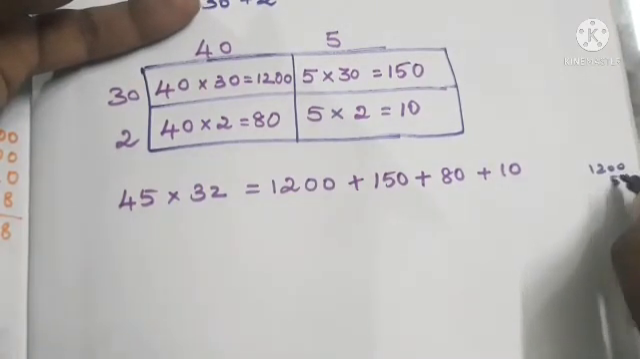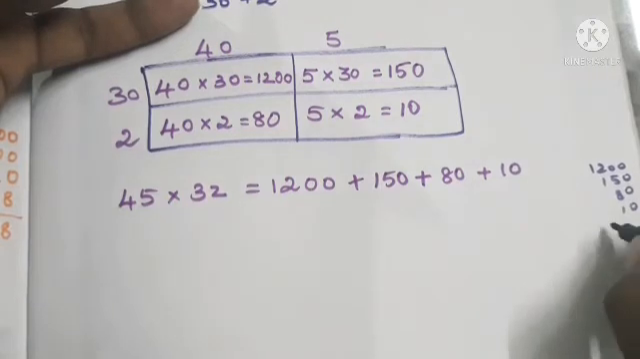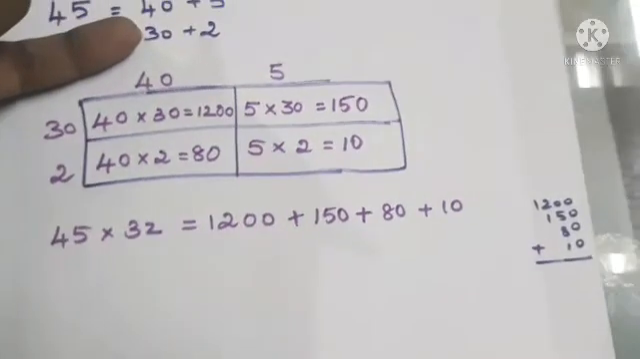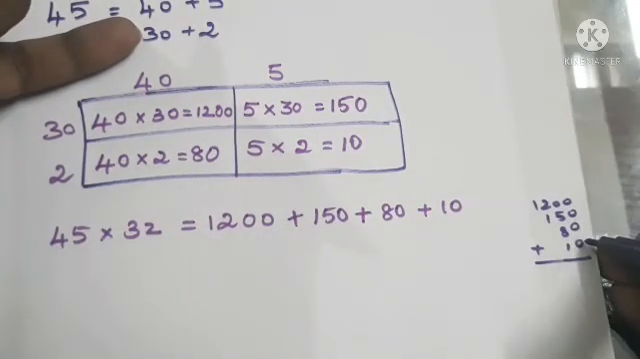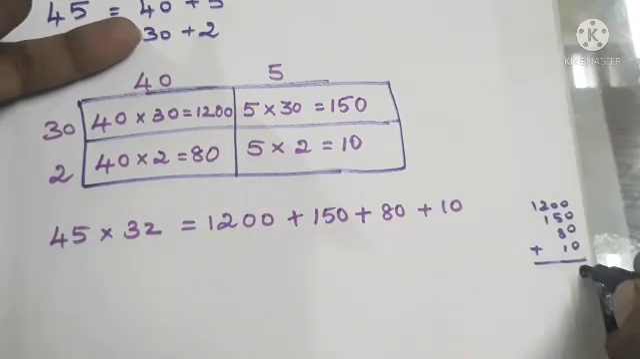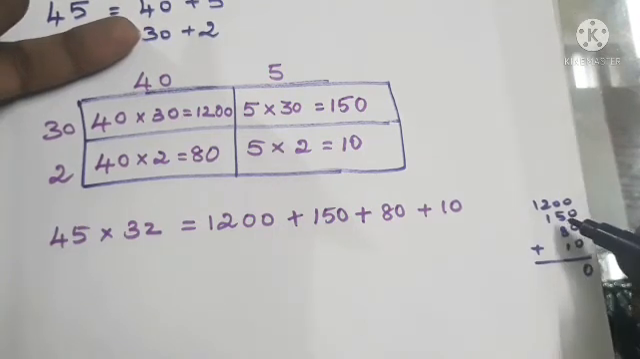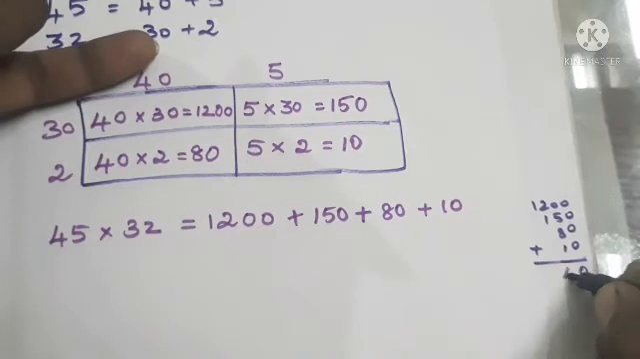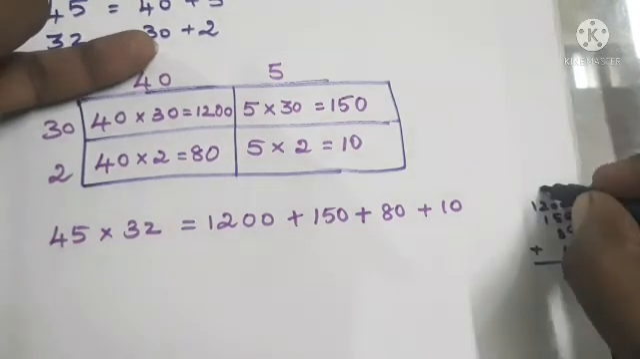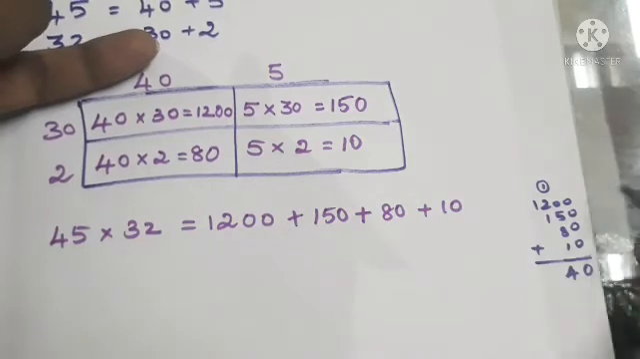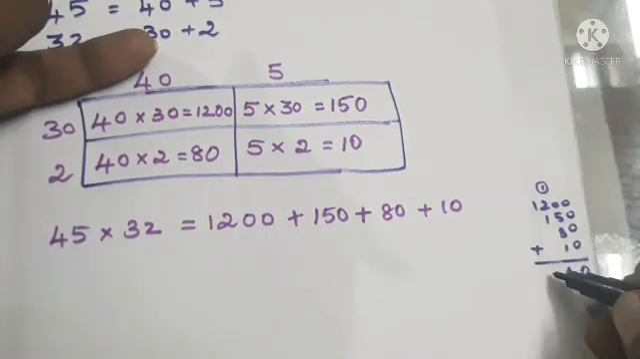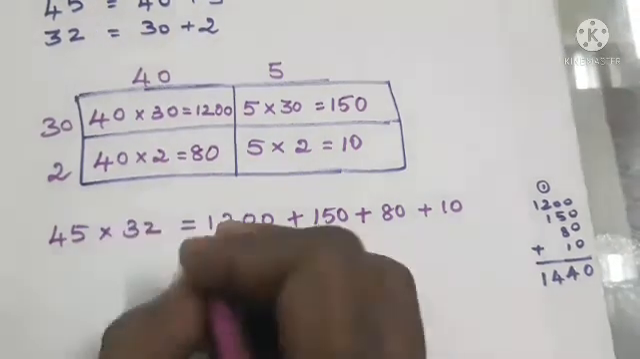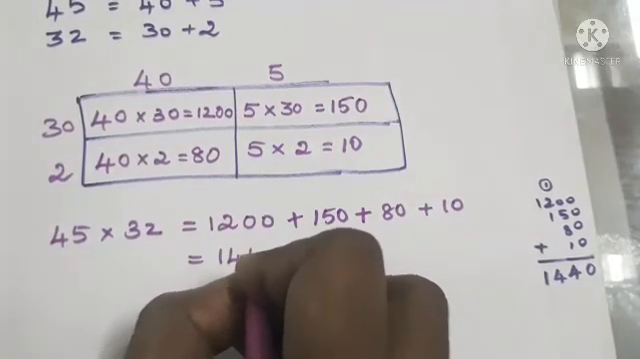1200, then 150, 80 and 10. We can add everything. Okay, so here we have zeros in the ones place, all are zeros. If you add the zeros you will get 0 in the product also. Next 0 plus 5 is 5. 5 plus 8 is 13, isn't it? 13 plus 1 is 14. So you will get 4 here and 1 will be the balance. That balance we can write above the next number. So 1 plus 2 is 3, 3 plus 1 is 4, isn't it? So 4, and here 1 is alone, so we can write the 1 as it is. So when you add the products, you will get 1440 as the answer.